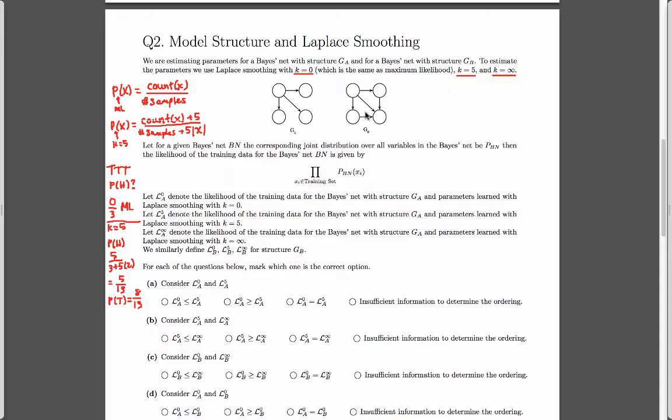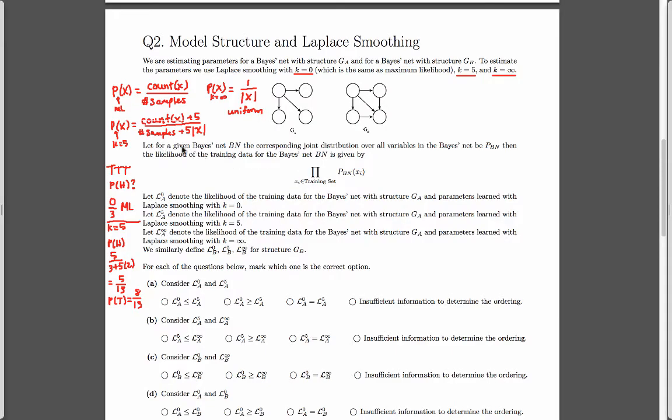So in that case, what you would get is these terms would not be used anymore because you have this term right here, and when you take the limit as k goes to infinity, then you get that the probability of x for k equals infinity is equal to 1 over the dimensionality of x. So this is actually exactly just the uniform distribution. This is saying that all of your outcomes are equally likely regardless of what your training data is.